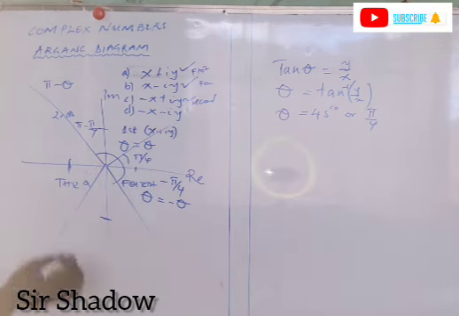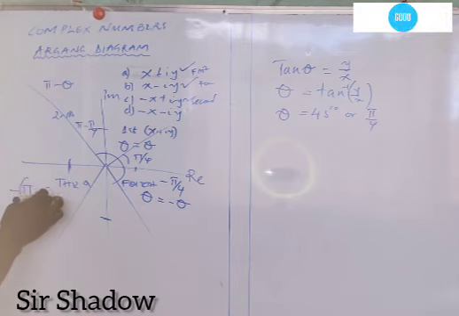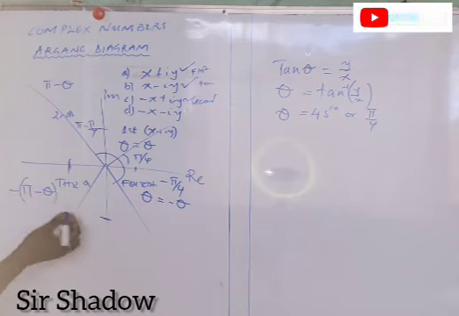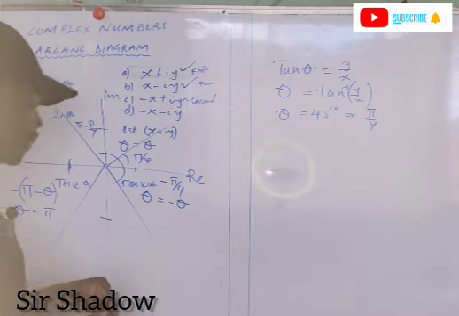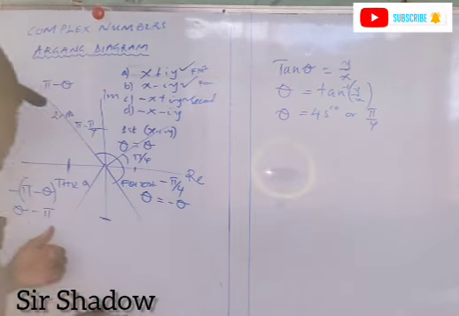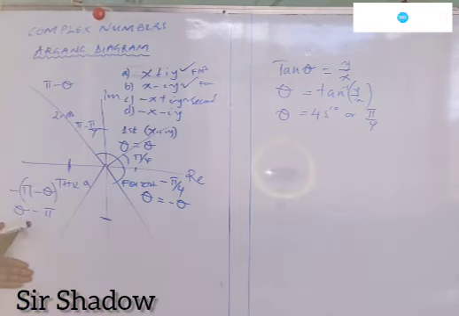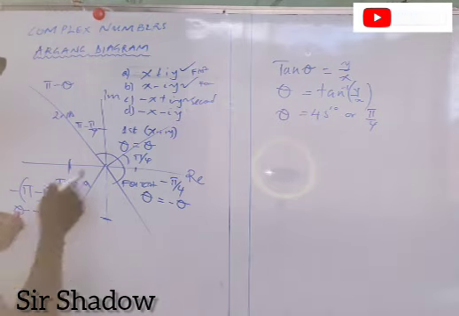For the third quadrant, we are saying minus (pi minus theta). If we expand this, it becomes theta minus pi, right? This one minus this one, but this one is negative: minus pi plus theta. It becomes theta minus pi, right? Theta minus pi on the third quadrant.